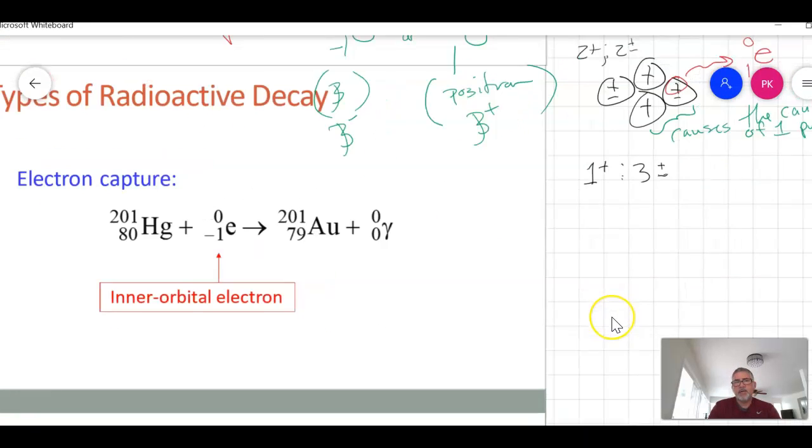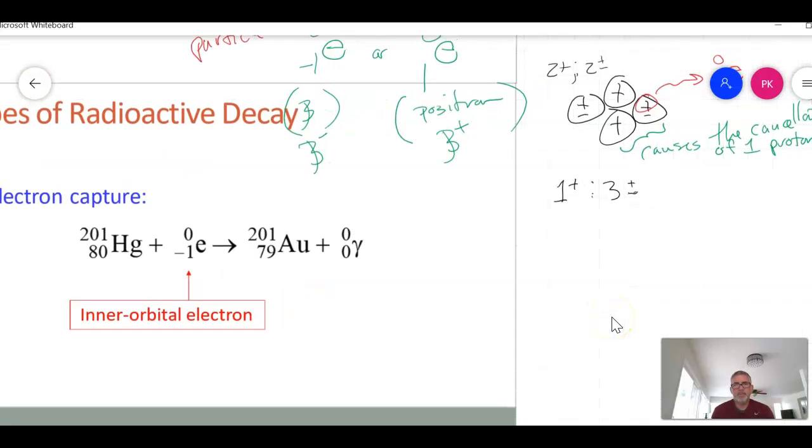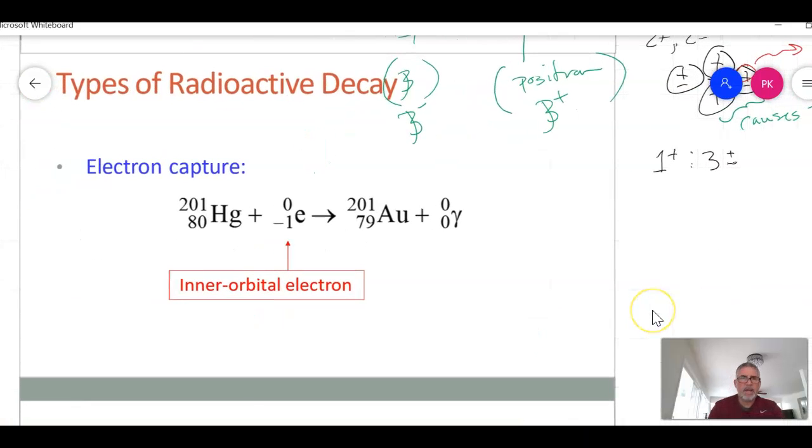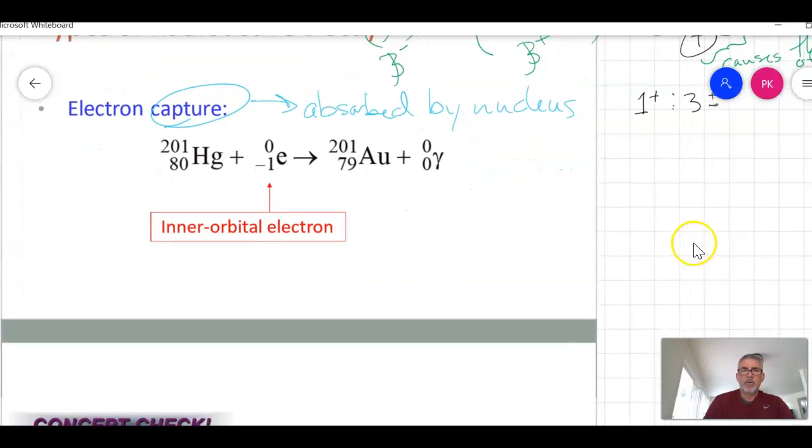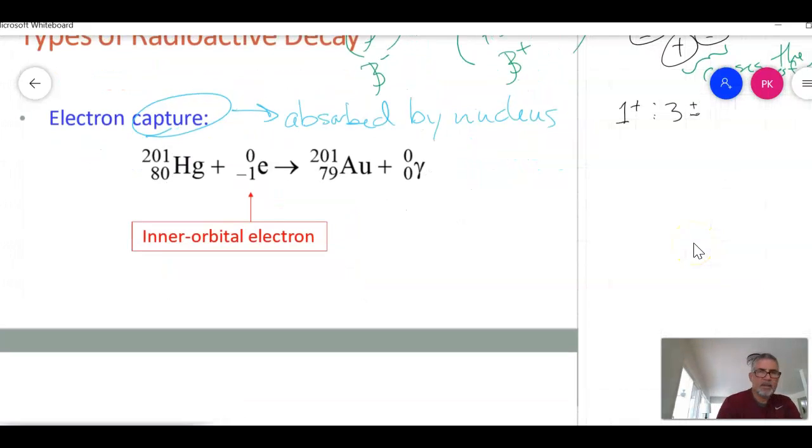So what we talked about so far was emission. This term capture means absorbed by the nucleus. All right, so capture means absorbed by the nucleus. All right. So I could ask you something like this.